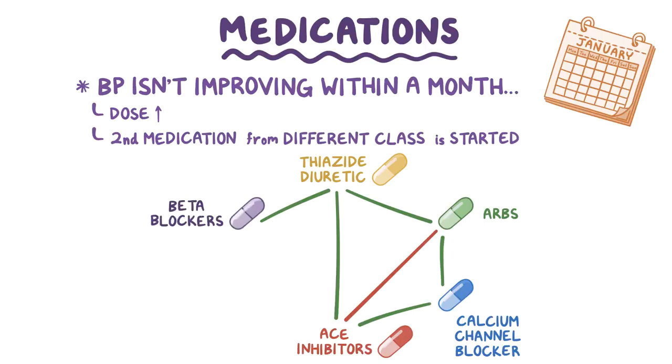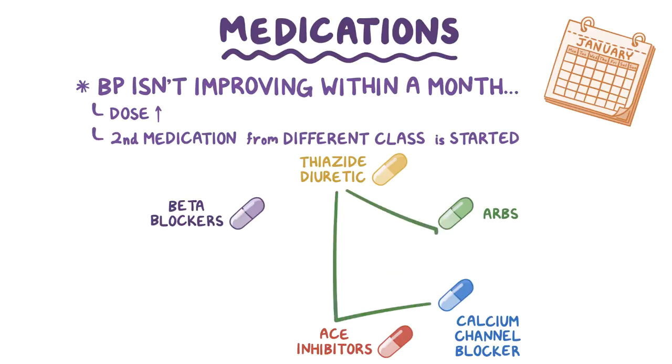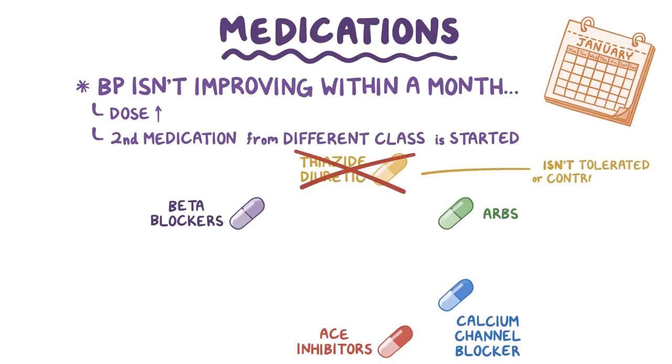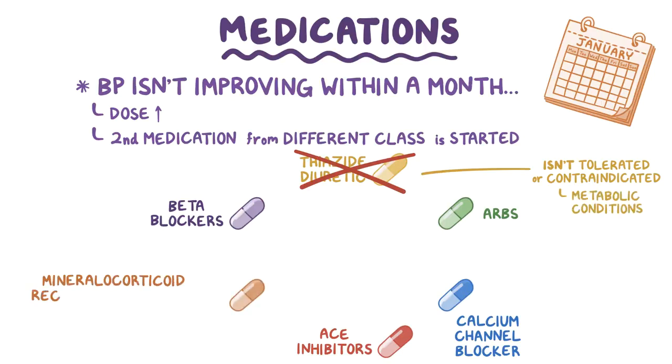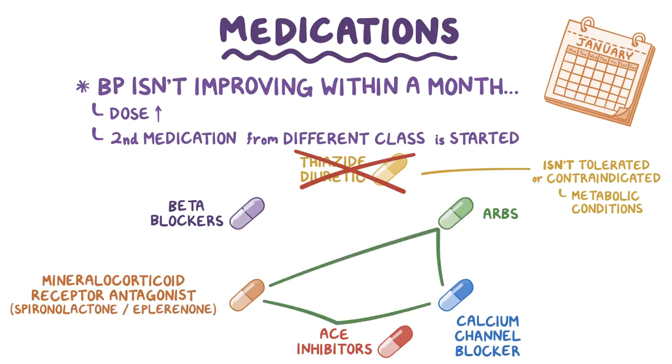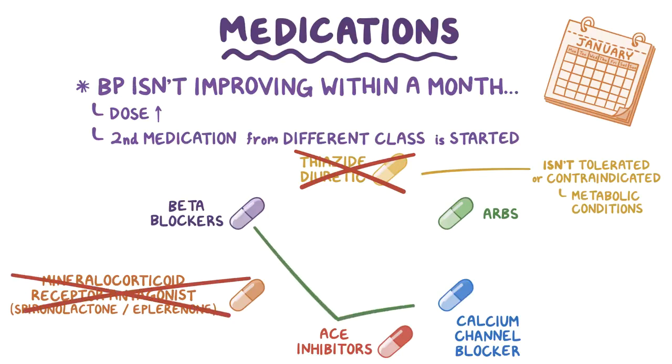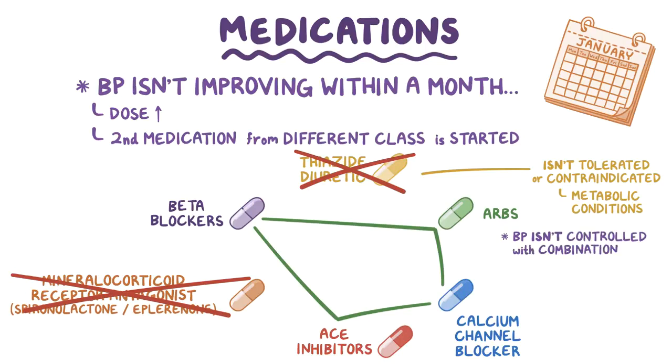If blood pressure is not kept under control after combining 2 medications, then an ACE inhibitor or ARB should be combined with both a thiazide diuretic and a calcium channel blocker. If a thiazide diuretic isn't well tolerated or is contraindicated, for instance in patients with metabolic conditions, then a mineralocorticoid receptor antagonist, like spironolactone or eplerenone, can be used instead. And if those medications also can't be used because it isn't well tolerated or is contraindicated, then a beta blocker can be used.